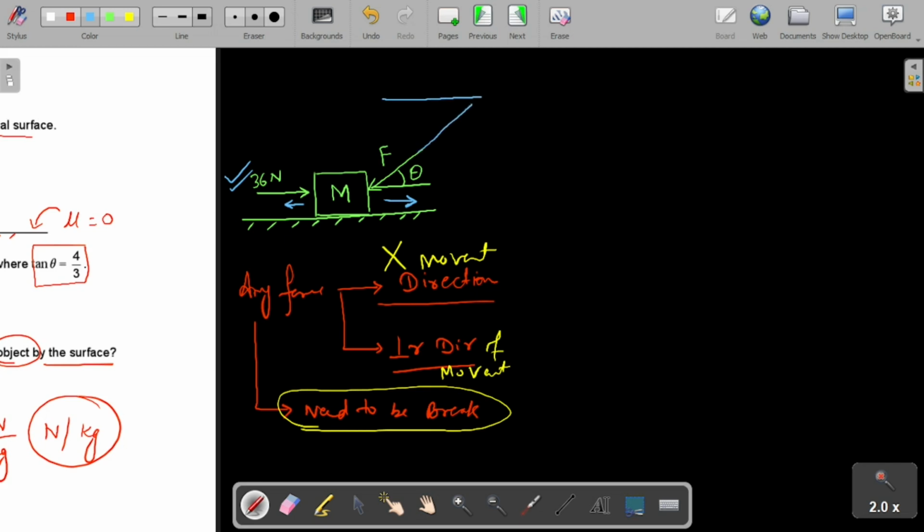Its component will be broken like this, in these two directions. If this is the angle theta, see both are x-axis, both lines are parallel and alternate interior angles. With the help of alternate interior angle, this angle will be theta. So this component will be f cos theta and this component will be f sin theta. I hope you understood how I have done this quickly.